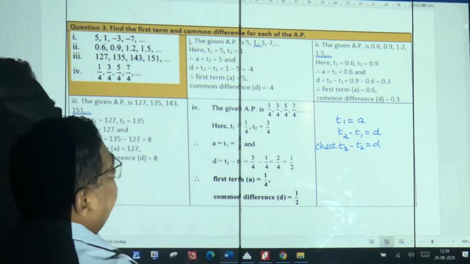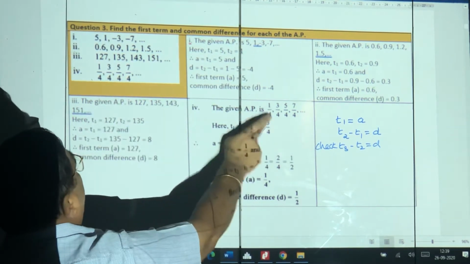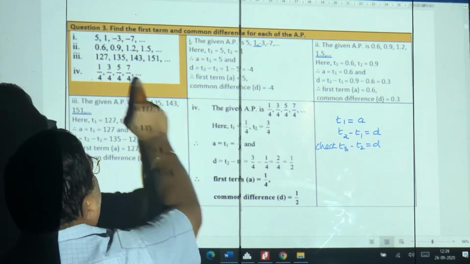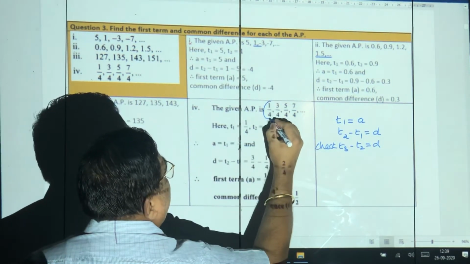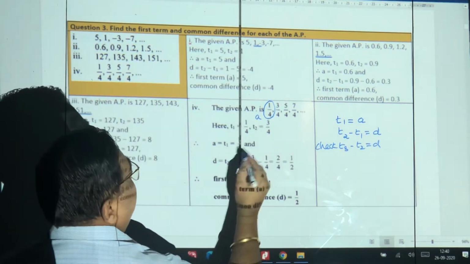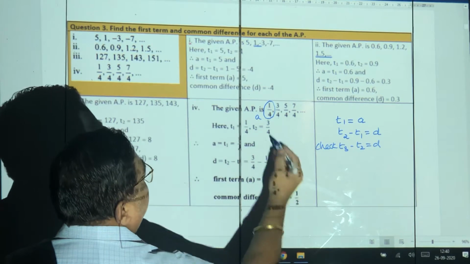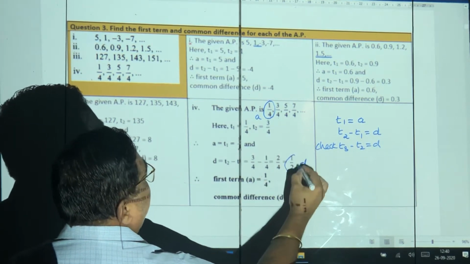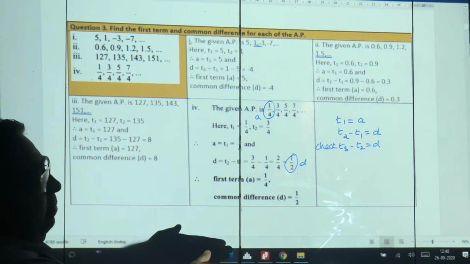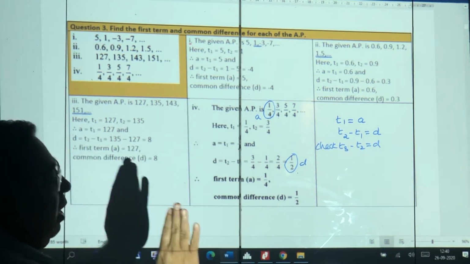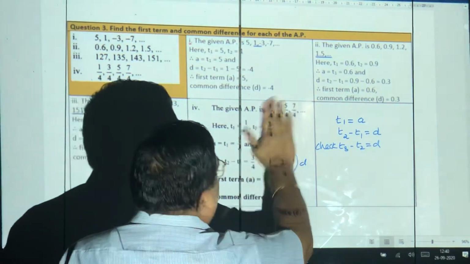So this is how to do the third sum. Let's have a look at this. Looks so nice: 1/4, 3/4, 5/4, 7/4. No problem, my friend. First term is A. Then I will subtract 3/4 minus 1/4 and I will get half. So A and D I can find out like this. This is how to write and present in the exam so that you get full marks. These sums are 1 mark each. Don't feel very happy. These are the fundamentals.